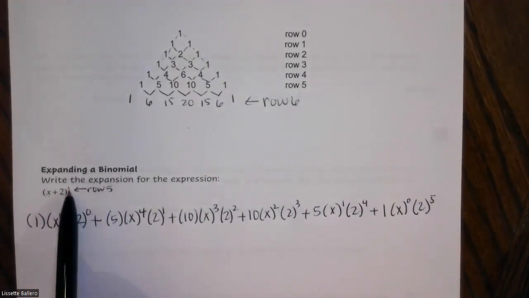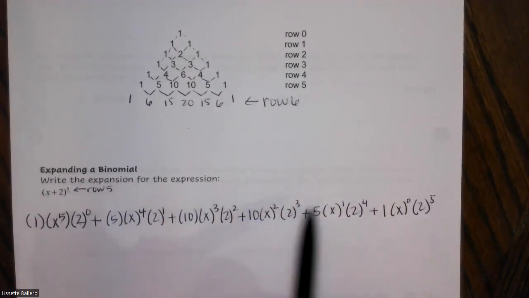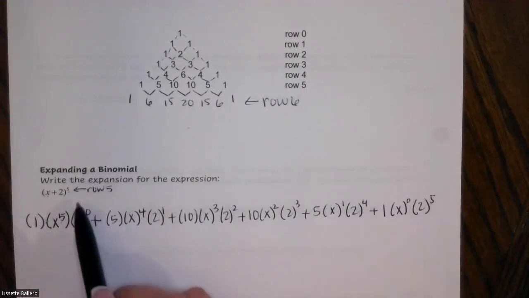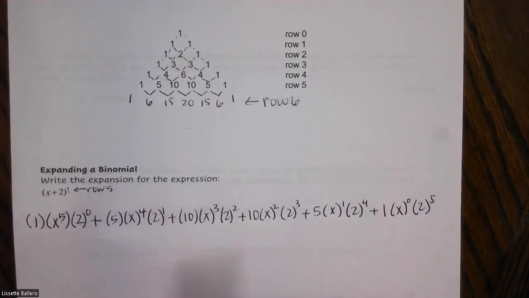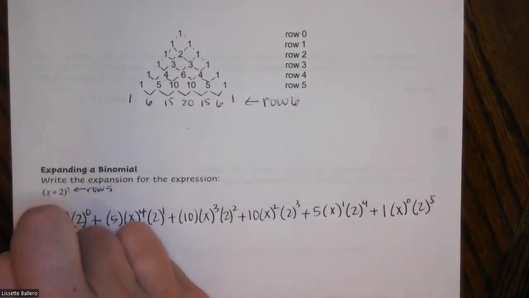So notice that our exponent here started with that first term, and it went down 1 on each one of these until we got to the 0. On the second value here, which was 2, it started at 0, and it went up until we got to the top one of 5. Now we're going to go ahead and simplify this. Anything to the 0 power is 1. So 1 times x to the 5th times 1 is x to the 5th.